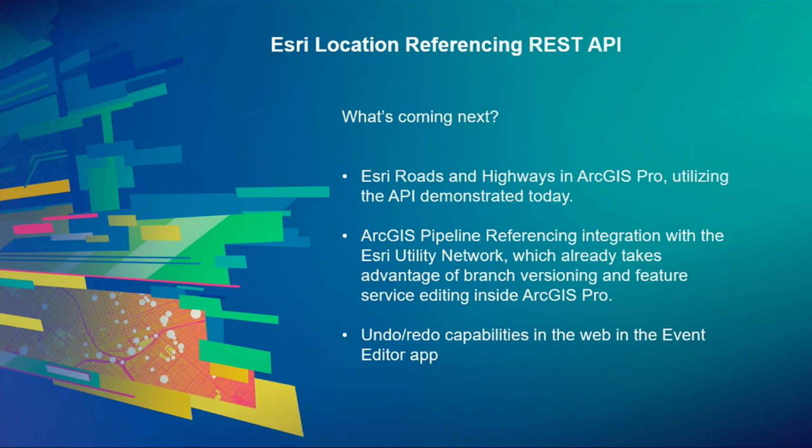The utility network already takes advantage of branch versioning and feature services, right? So we're following along with that same paradigm. You'll be able to publish a feature service that has both capabilities so that your transmission and distribution, as well as your gathering units, will be able to work together inside the same geodatabase. You'll be able to reduce a lot of your editing duplication. And then of course, this API allows us to add undo redo capabilities to our web app event editor if your organization utilizes that.